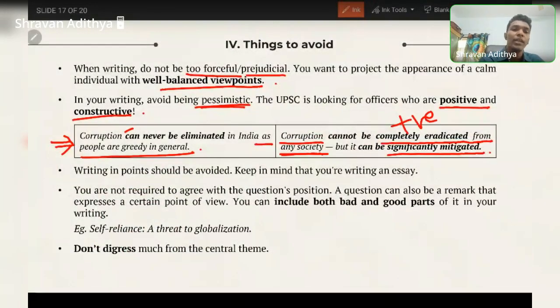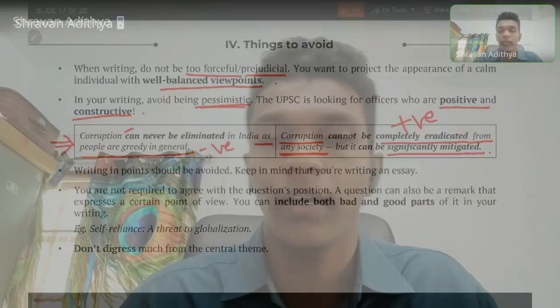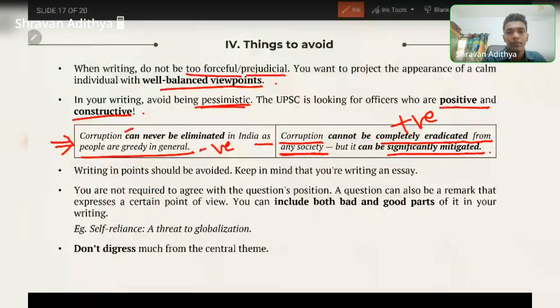Here you are being too pessimistic, as if nothing can be done, nobody can help India. This statement is like that. But here, it can be significantly mitigated, and then you go on to discuss the different ways in which you can mitigate it. That would give the examiner a positive opinion of you. So avoid being pessimistic, always be optimistic.